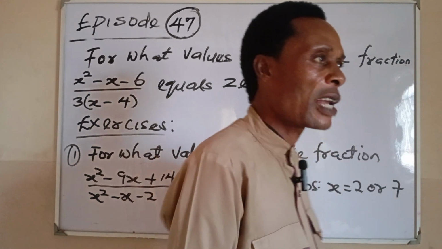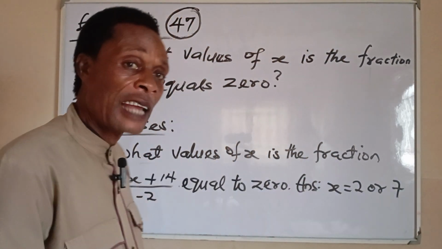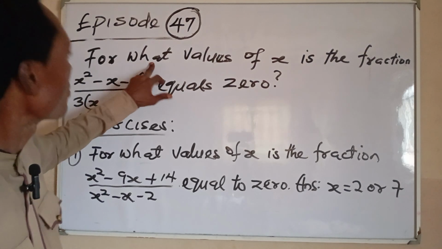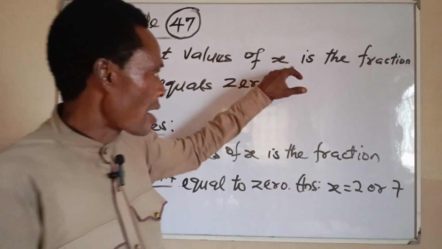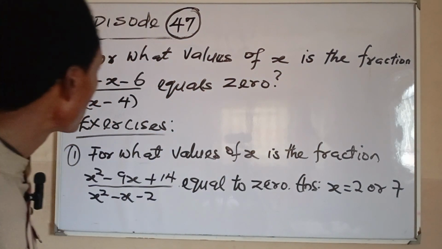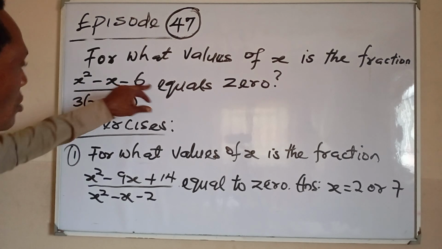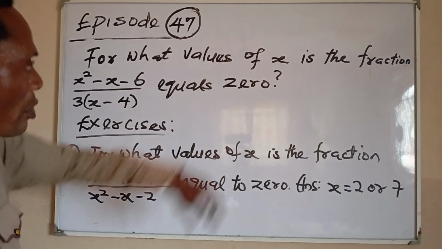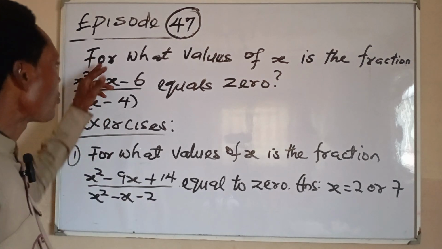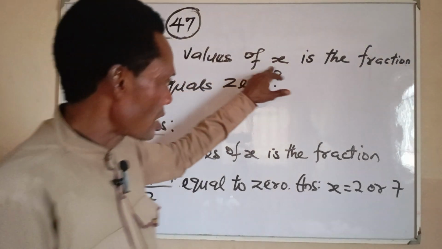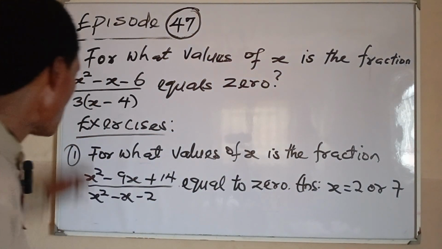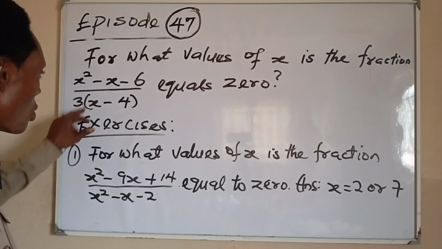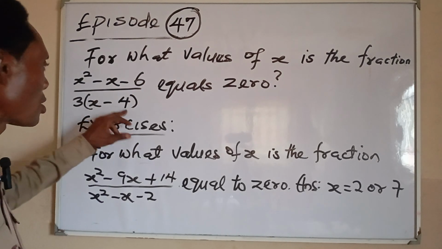Okay, let's consider the next episode. And that is episode 47. The question says, for what values of s is the fraction (s squared minus s minus 6) over 3(s minus 4) equal to 0? The question says, for what values of s is the fraction (s squared minus s minus 6) over 3(s minus 4) equal to 0.